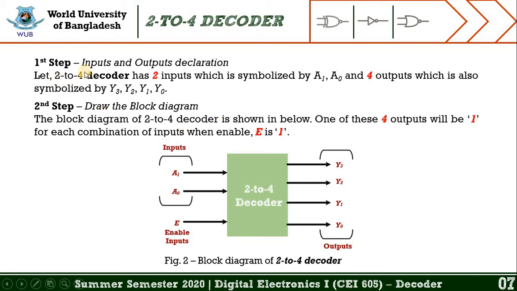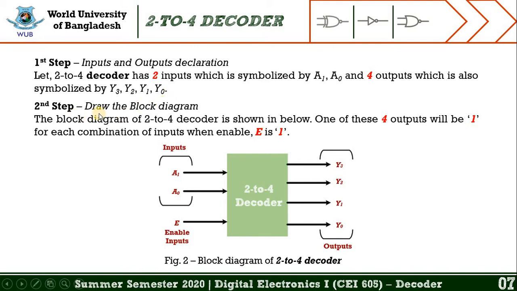The first step should be similar to the design of the 4 to 2 encoder. The first step is the inputs and outputs declaration. Let the 2 to 4 decoder have two inputs, as we have already known, which are symbolized by A1 and A0, and 4 outputs, which are symbolized by Y3, Y2, Y1 and Y0.